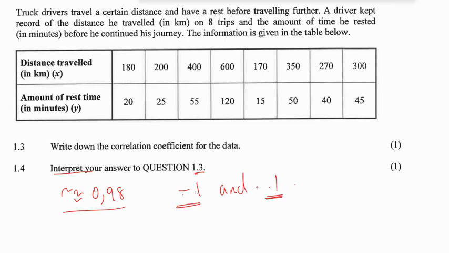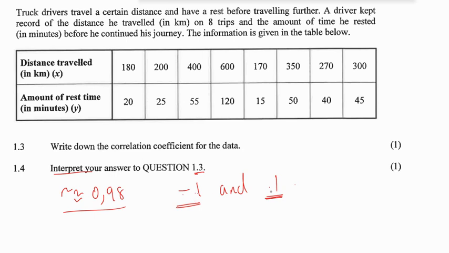Let's say the value may be 0.7. It could be around moderate positive correlation. Let's say -0.6, moderate negative correlation, something like that. But let's say it may be 0.3, 0.2. This one is not showing us any correlation at all.